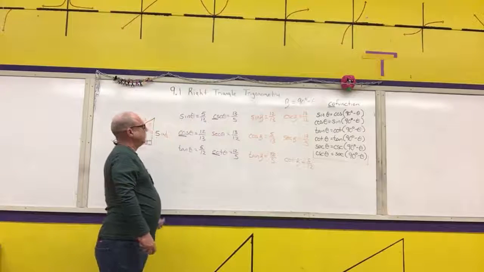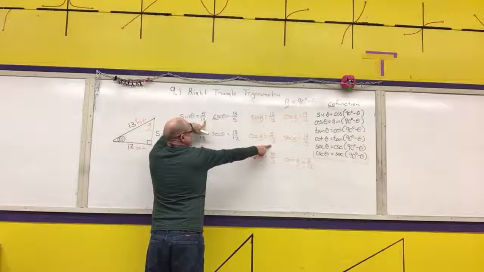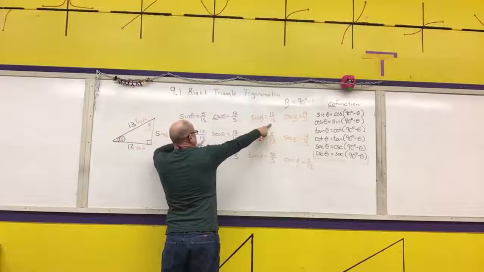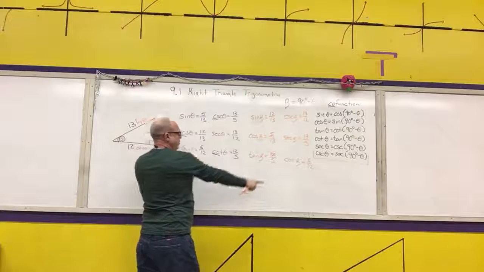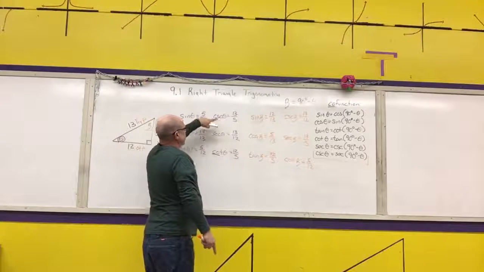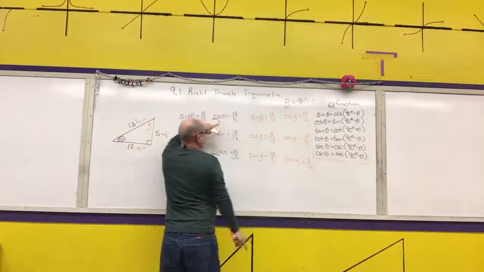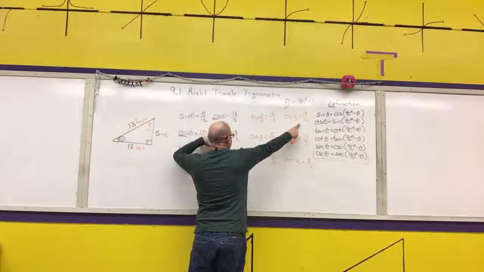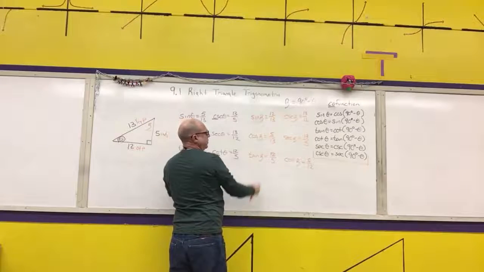So let's check this. The sine of an angle is equal to the cosine of its complement, 5/13. The cosine of an angle is the sine of its complement, 12/13. The tangent of an angle is equal to the cotangent of its complement, 5/12. The cosecant of an angle is equal to the secant of its complement, 13/5. The secant of an angle is equal to the cosecant of its complement, 13/12. And the cotangent of an angle is equal to the tangent of its complement, 12/5.